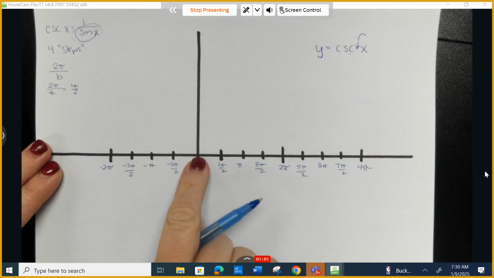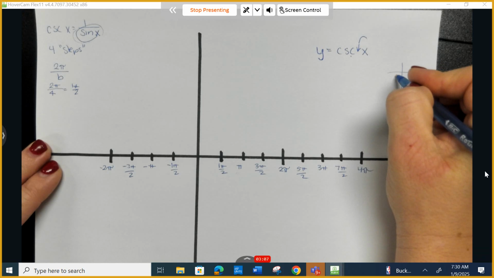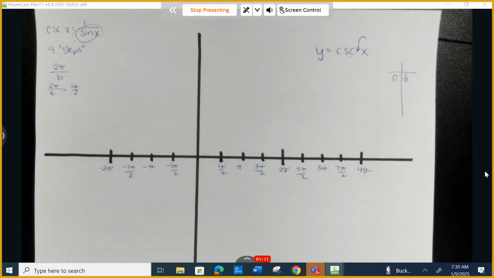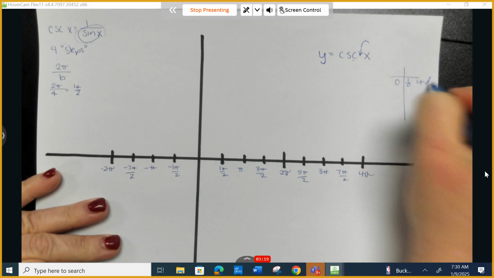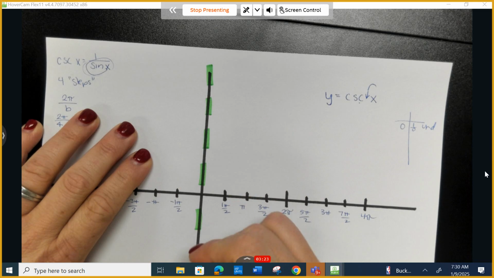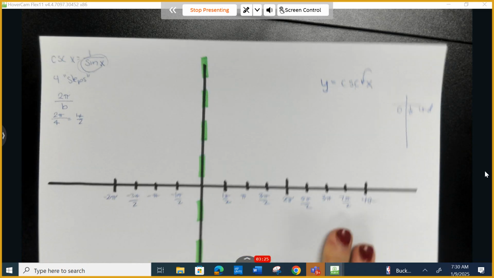So if I make a little table here, when I plug in 0, I end up with 1 over 0. What does 1 over 0 equate to when we think about it as a graph? What's 1 over 0? It is what? Undefined. So I'm going to go right now to 0, and my output is undefined for the cosecant of x.